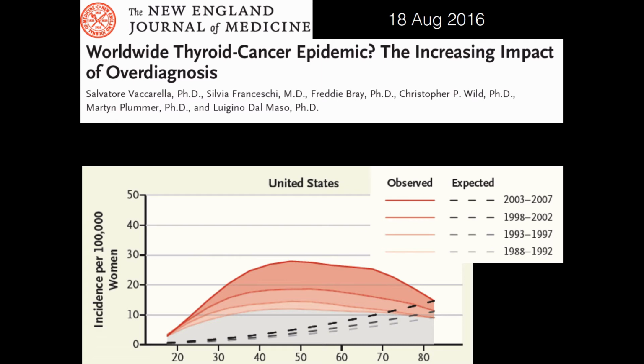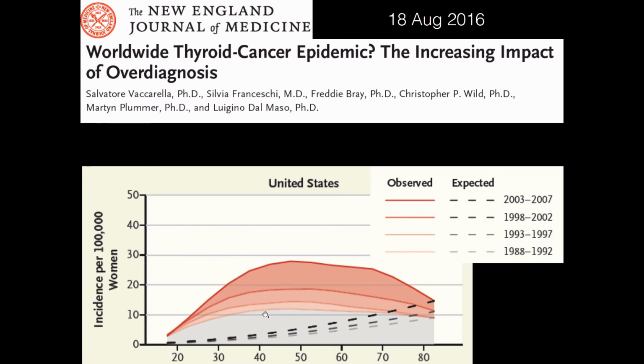This was in the New England Journal of Medicine. It talked about thyroid cancer overdiagnosis in many countries, including the United States. The dotted lines here is what was expected in different time periods, but the red lines is what is observed. And at the bottom, we've got patient age. And here, this is a graph that's just showing women.